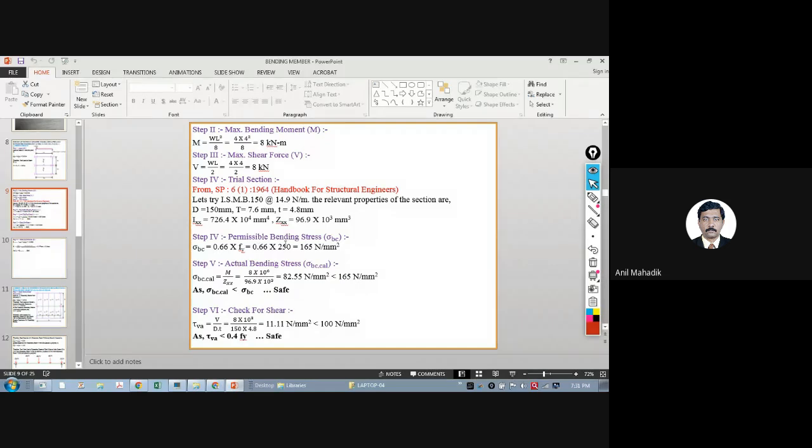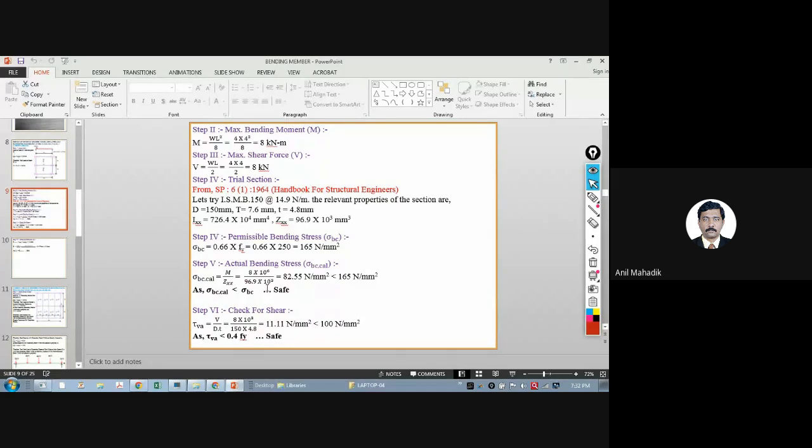Now, what is the permissible stress in bending? 0.66 Fy, 0.66 into 250 is 165 Newton per mm square. Now, how to calculate the actual stresses? Sigma BC calculated is M upon ZXX. M by Z we have already seen. As this ISMB section is a symmetric section, ZXX and ZYY both are same. So I can take any value of those. M upon Z will be 82.55 Newton per mm square, which is less than permissible stress. That means your section is safe.